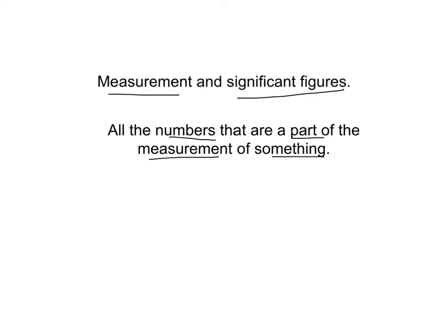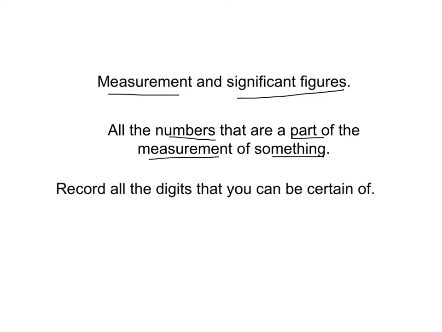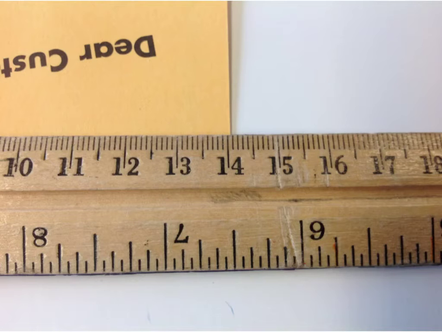When you take a measurement, you're going to do two things. First, you're going to record all the digits that you can be certain of. And these are digits that when you look at your measuring tool, you know that those are what they are. You're also going to include one estimated digit. This is one digit, one number place beyond what you can be certain of. All right, let's take a look at some examples.